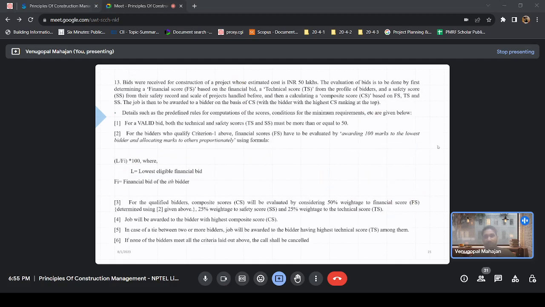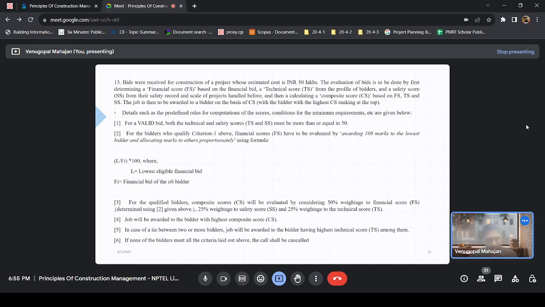Okay, so now a very big question. I mean, textually big question. This is similar to your assignment problem, so I think you guys would be interested in solving this. So what we have here is that there is one project. Project cost is 50 lakh.